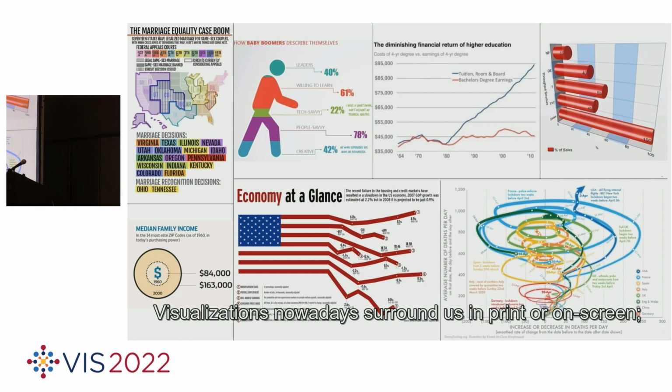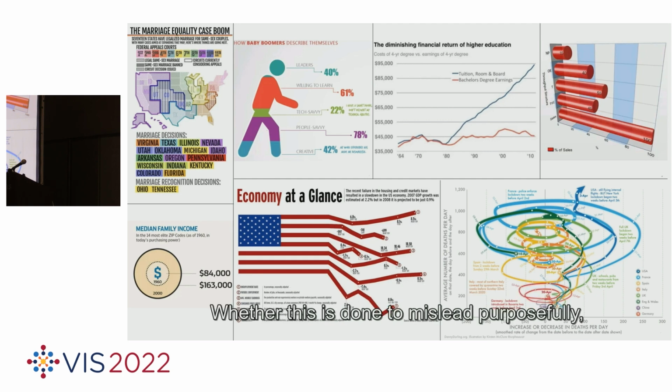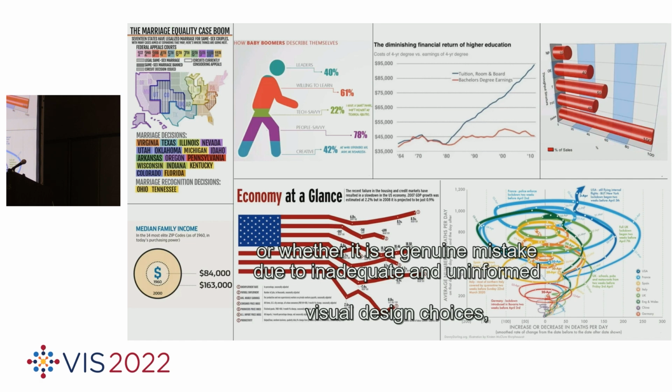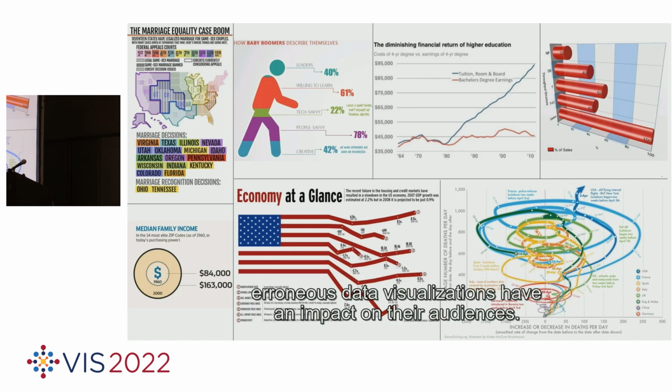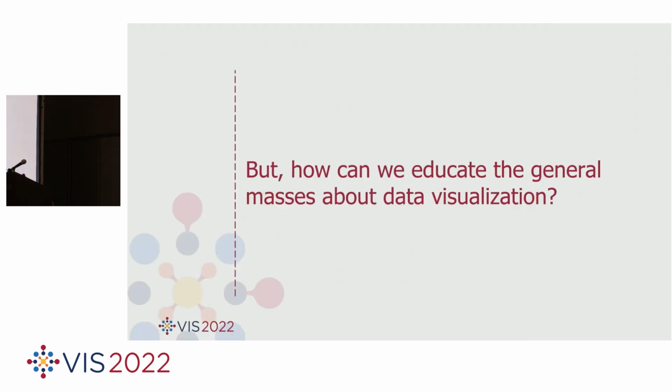Visualizations nowadays surround us in print or on screen, and some of these include misleading or misrepresenting visuals. Whether this is done to mislead purposefully or whether it is a genuine mistake due to inadequate and uninformed visual design choices, erroneous data visualizations have an impact on their audiences. Visualization literacy is becoming an increasingly important topic of discussion within our community. But how can we educate the general masses about data visualization?